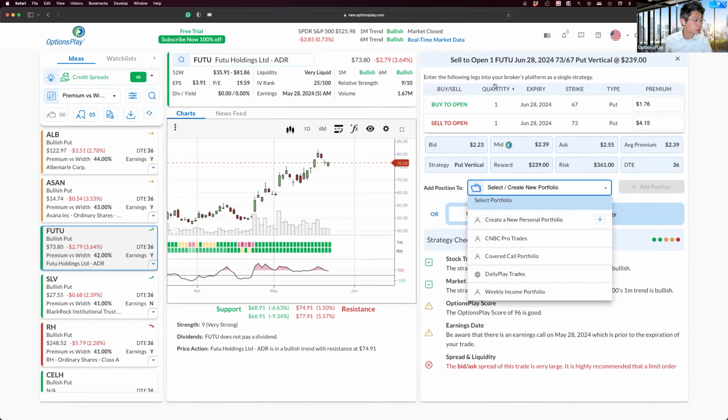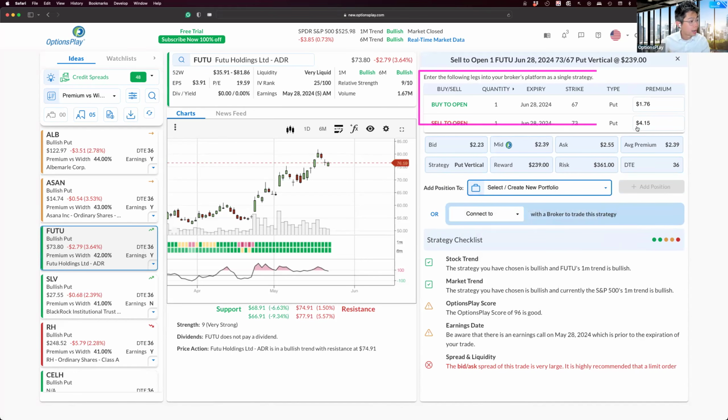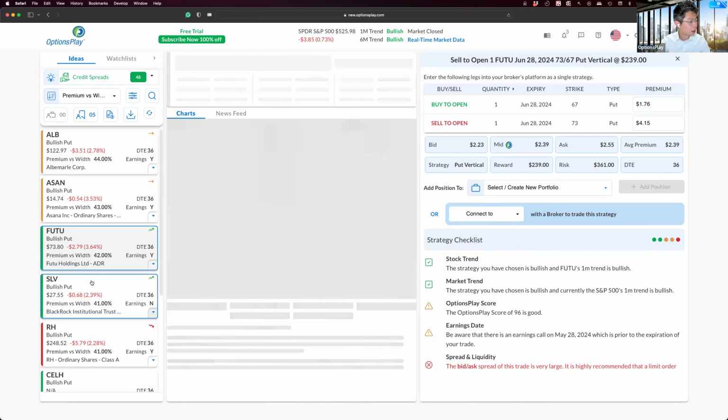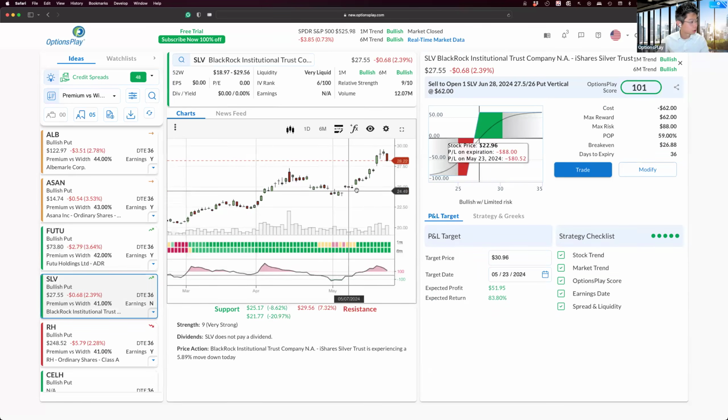Or you can simply enter this trade into your broker's platform as a single strategy and execute it as a credit spread, where we give you those details so that you can enter those trades into your broker's platform. But this basically automates everything that I showed you here. So in a single click, you can validate an idea, meaning look at the chart and make sure that the chart aligns with your expectations.